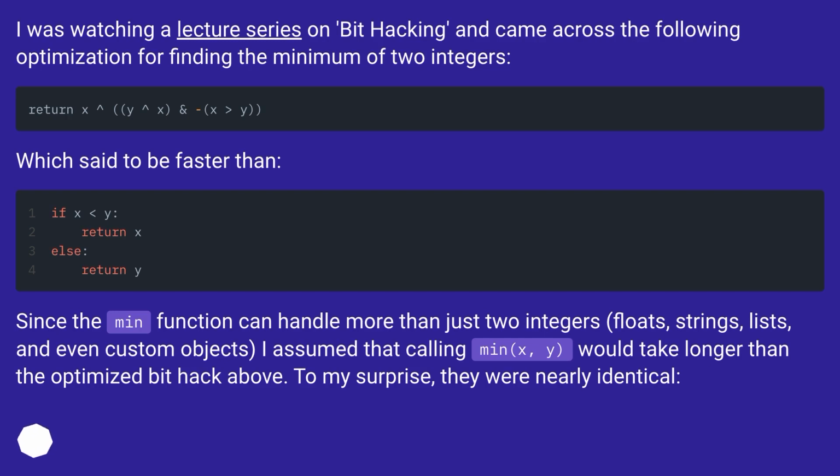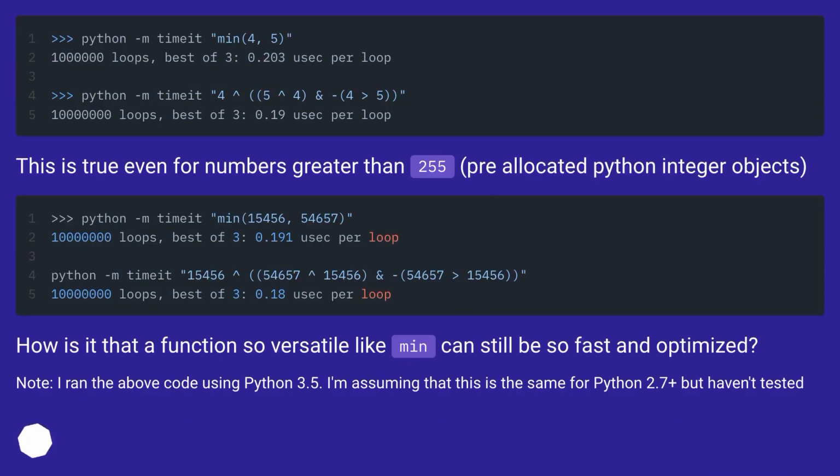Since the min function can handle more than just two integers, floats, strings, lists, and even custom objects, I assumed that calling min(x, y) would take longer than the optimized bit hack above. To my surprise, they were nearly identical. This is true even for numbers greater than 255, pre-allocated Python integer objects. How is it that a function so versatile like min can still be so fast and optimized?